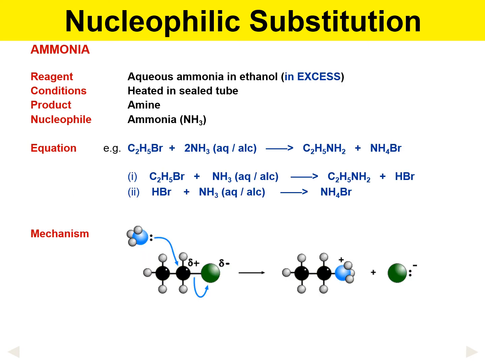Another nucleophilic substitution reaction that we can study is using ammonia as a nucleophile. In this case, the product will be an amine. The conditions for this are aqueous ammonia in ethanol, and it is heated in a sealed tube. It is important to use ammonia in excess, otherwise your product, the amine, can act as a nucleophile and you can get further nucleophilic substitution reactions.